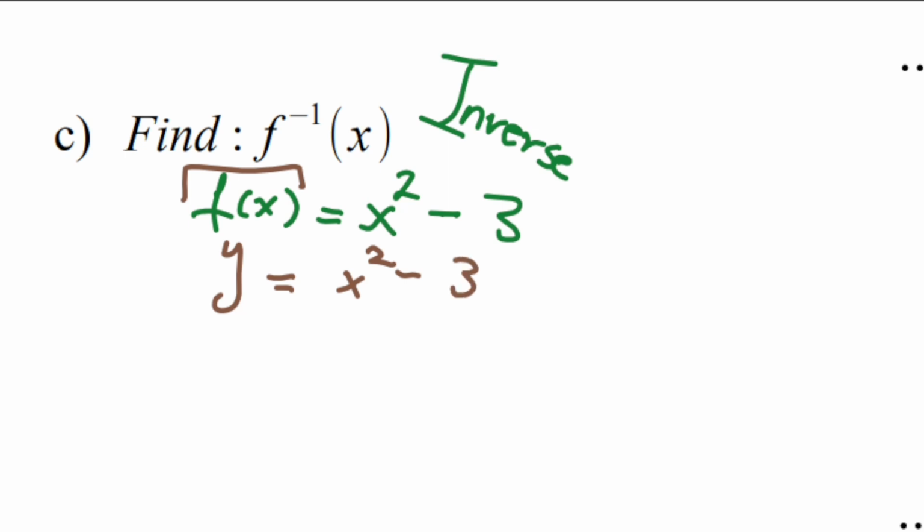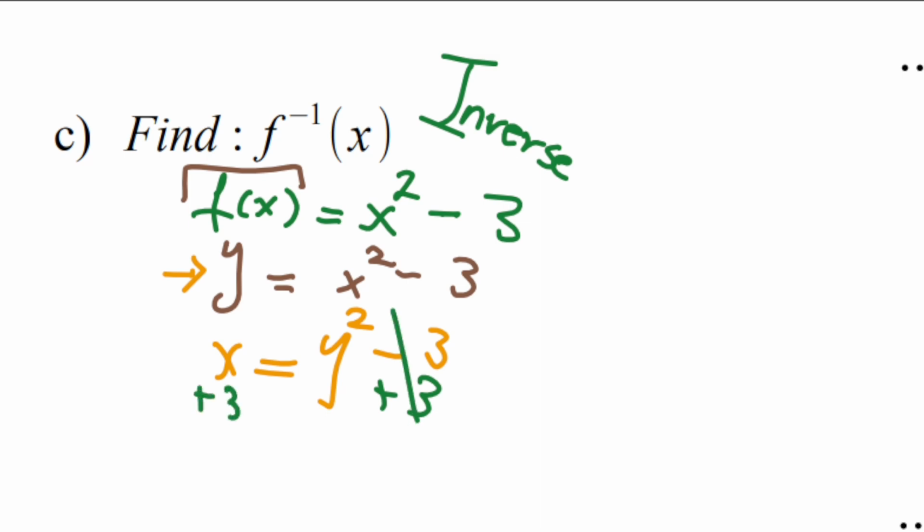The second step is switch x and y. This y, make it x. And this x, make it y. So it's going to be x equals y squared minus 3. And then solve for y. Make y the subject. So do plus 3 here, plus 3 here. This cancels. So on the left side, you'll have x plus 3 equals y squared.